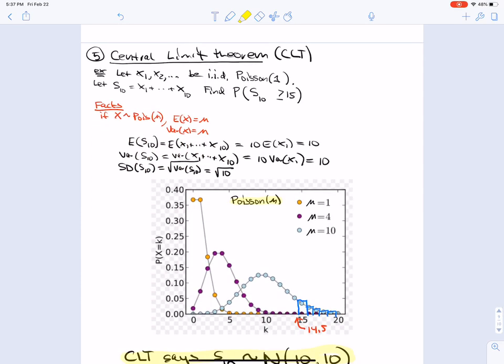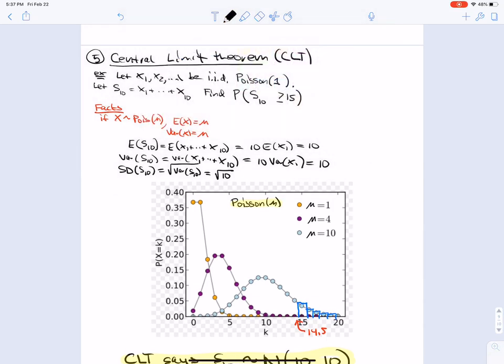Finally, central limit theorem. I'm just going to illustrate this with an example, and we'll talk more about this at a later time. Let x1, x2 and so on be IID Poisson, up to 10. So let S sub 10 be x1 up to x10. We want to find the probability that S10 is greater than or equal to 15.